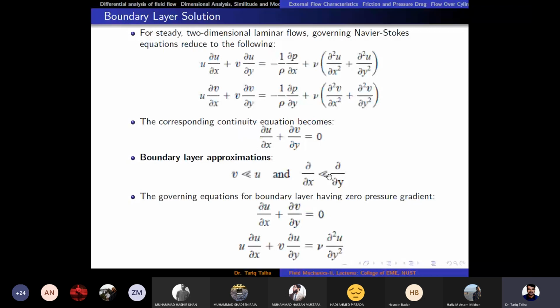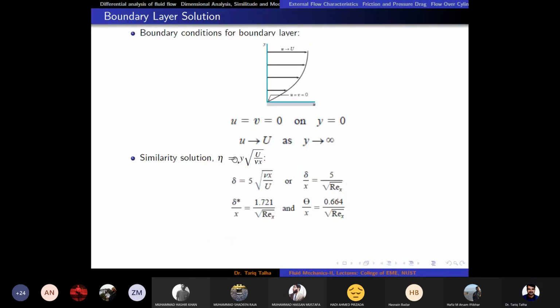you need to know that once we apply the boundary layer approximation to the Navier-Stokes equation, we come up with these simplified partial differential equations, which can be solved by using the similarity solution proposed by Blasius in the beginning of 20th century. That similarity solution involved a variable eta, which is defined by y into square root of U upon νx.